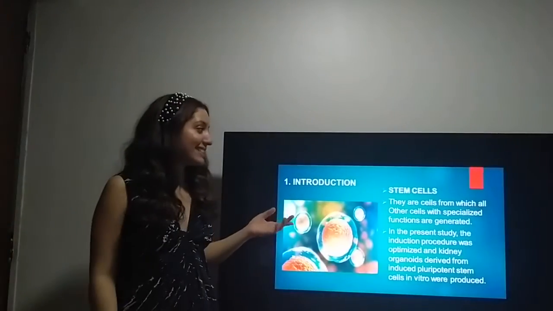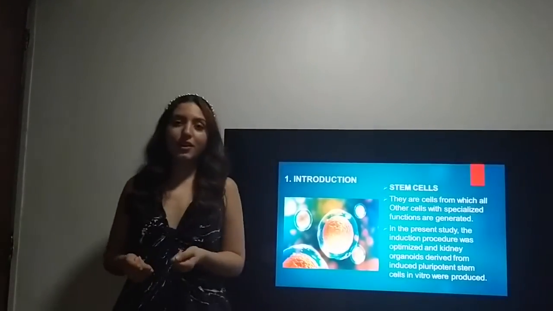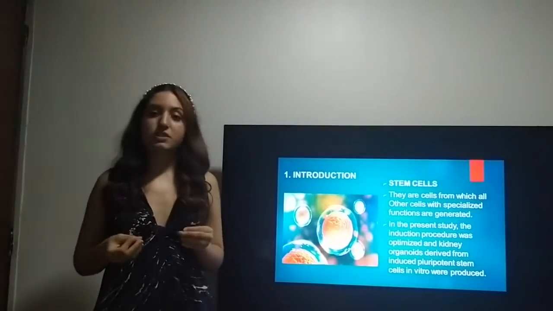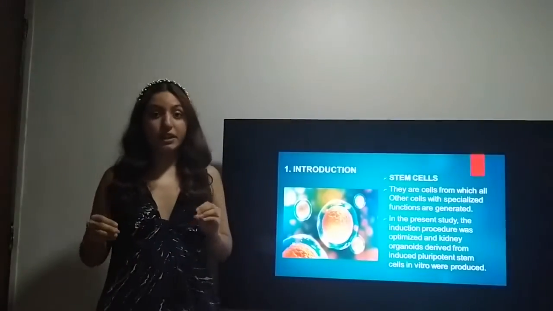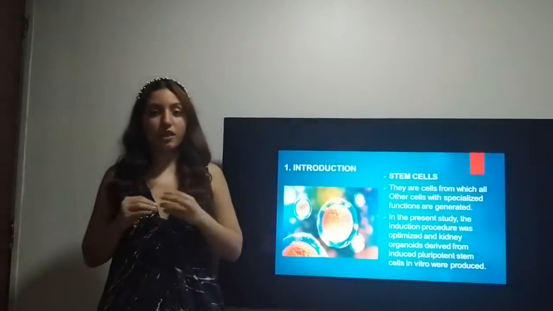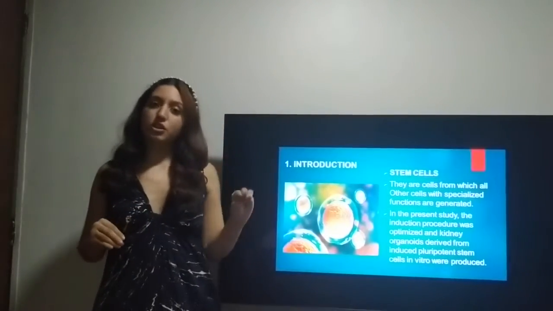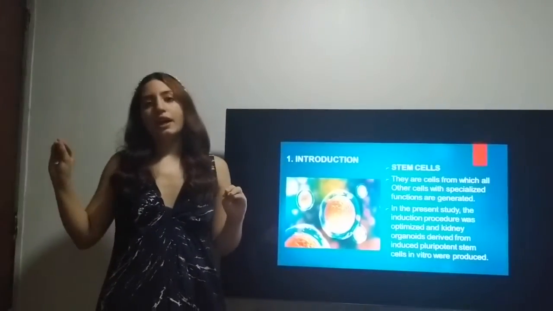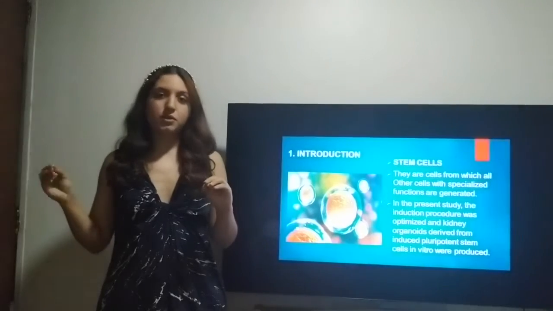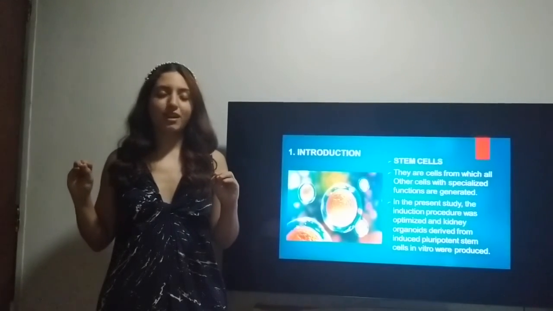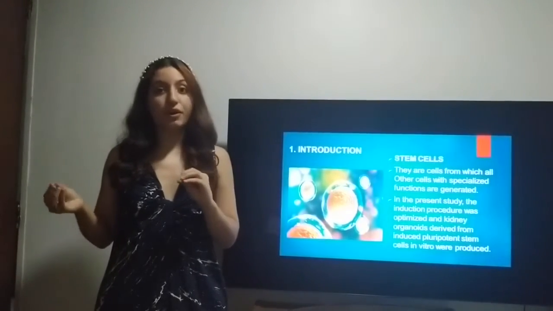So, the stem cells are the cells from which all other cells that have specialized functions are generated. The stem cell divides and gives some new stem cells or daughter cells, and these will turn into tissue or organs.